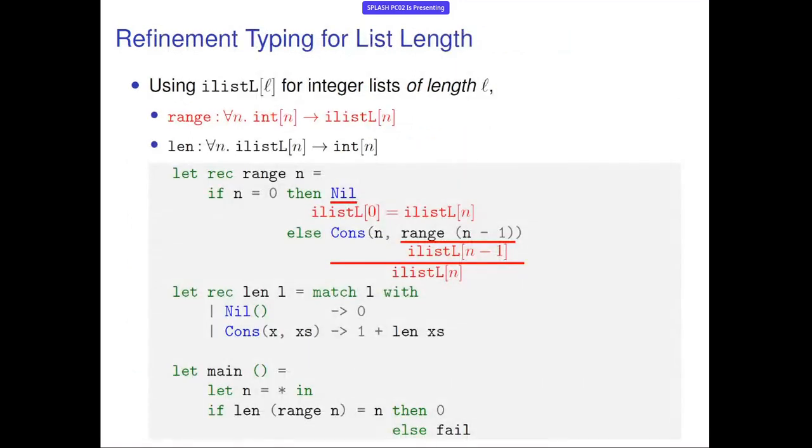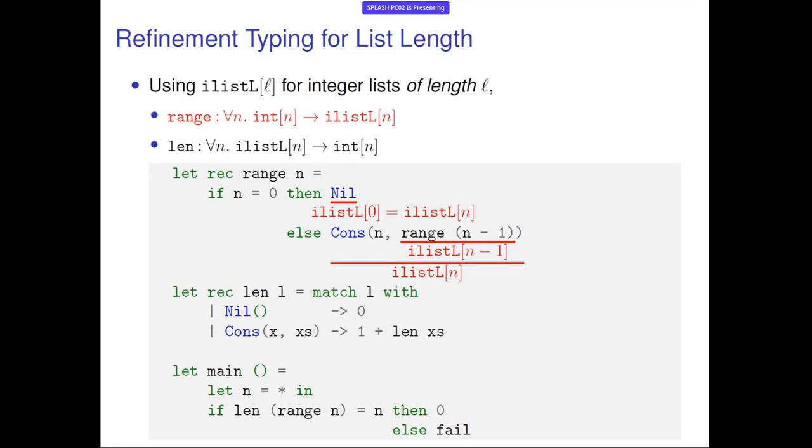So let's go back to the program. Using this type, the types of functions can be given. For function range, it takes the integer n and returns the list of length n. So nil has type ilistl of 0, which is the same as the ilistl of n. And in the typing of cons, the recursive call has type ilistl of n minus 1. So the whole type of cons is ilistl of n.